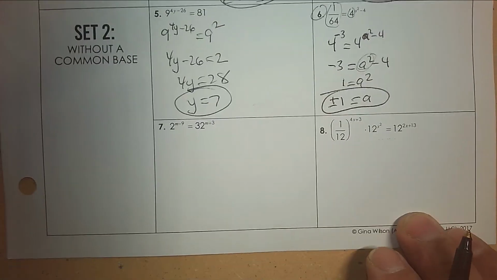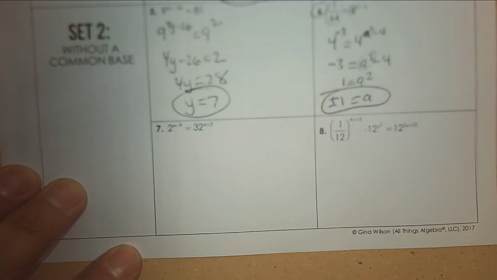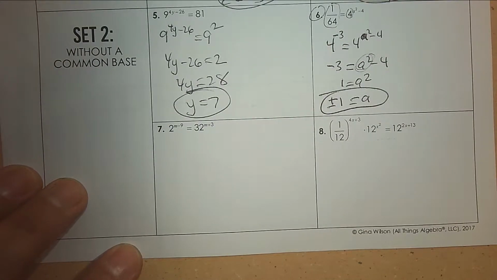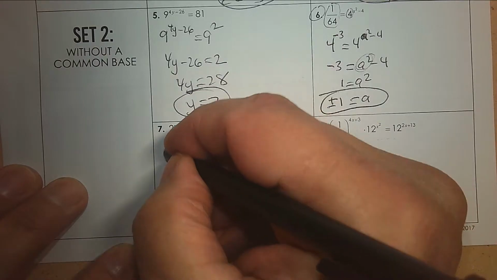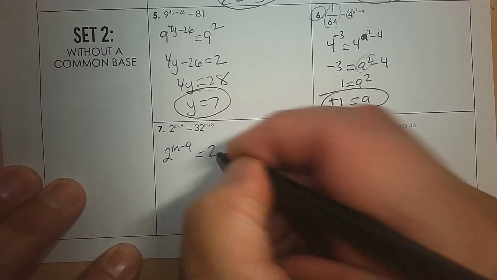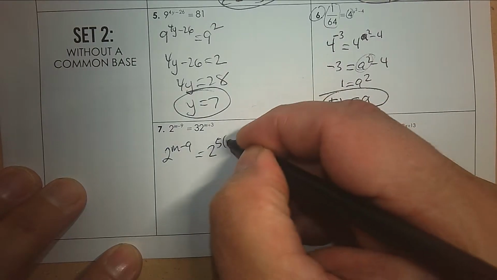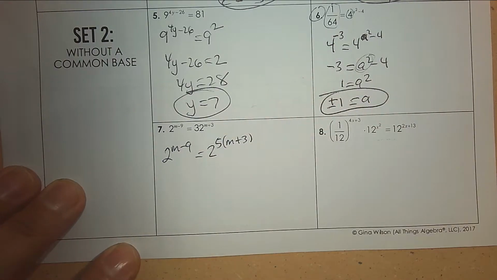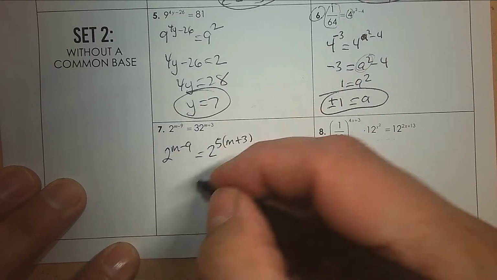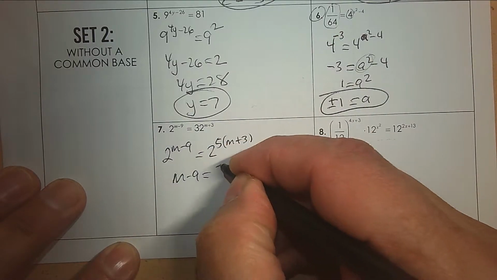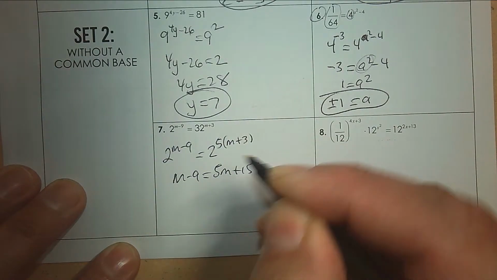Number 7, are the bases the same? Can you make them the same? Can 32 be written with a base of 2? 2 to what exponent is 32? 5. And then what's there already? You've got to multiply them together if you're going to do that, okay? So when you change the base, the new exponent and the old exponent, multiply. So I got m subtract 9 equals 5m plus 15.